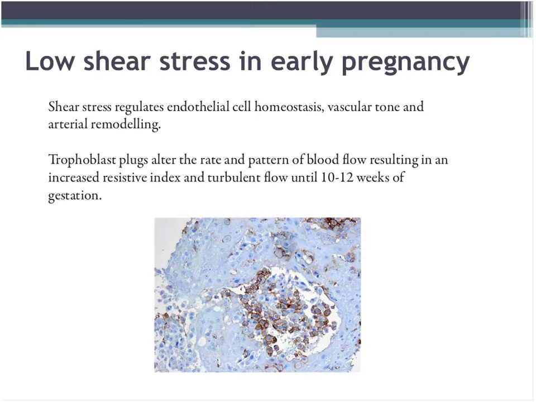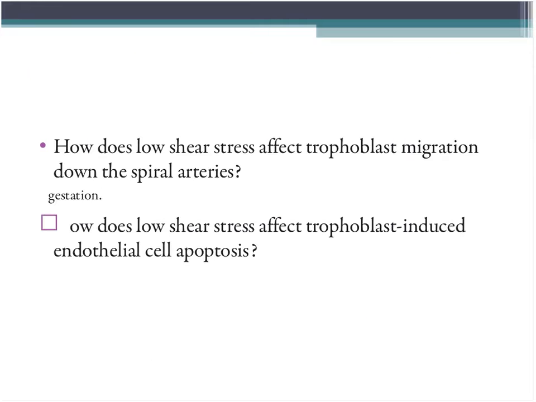But what no one's really looked at is the fact that these plugs generate an increased resistive index and a turbulent flow in these arteries until 10 to 12 weeks of gestation. And we don't really understand the hemodynamic consequences of that process on spiral artery remodeling. So I wanted to look at two aspects of this. How does this low shear stress environment affect the migration of trophoblasts down the spiral arteries? And how does this low shear stress affect trophoblast-induced endothelial cell apoptosis once they have made it down the arteries?